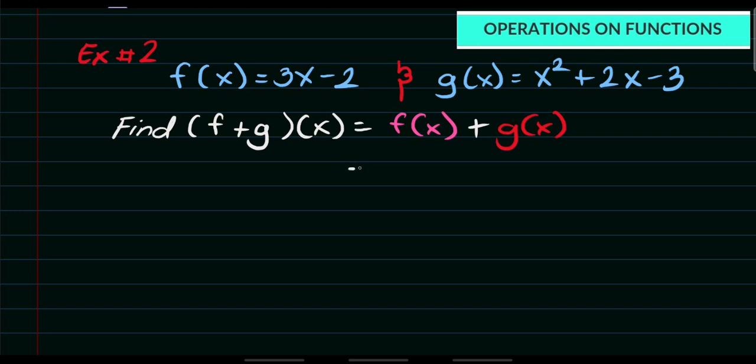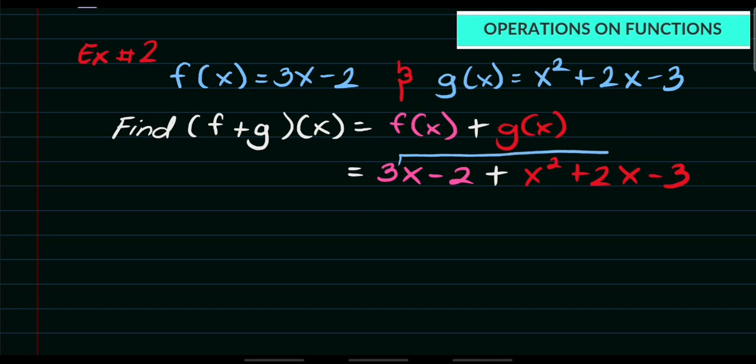Okay, so again, that is equals to function f. F is equals to 3x minus 2. So let's encode 3x minus 2 plus the value of function g. G is equals to x squared plus 2x minus 3. So ang next na gagamitin natin, the procedure is to combine like terms. So I have here 3x and then 2x. Combine natin sila, and then yung constant terms, we have negative 2 and negative 3.